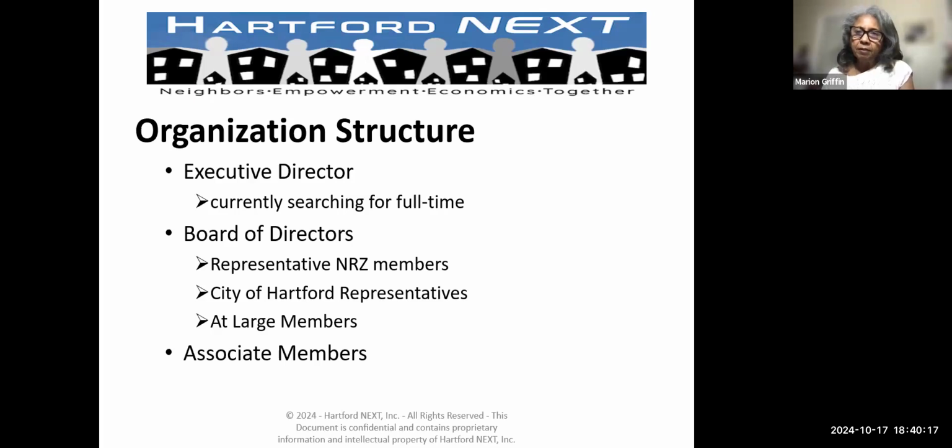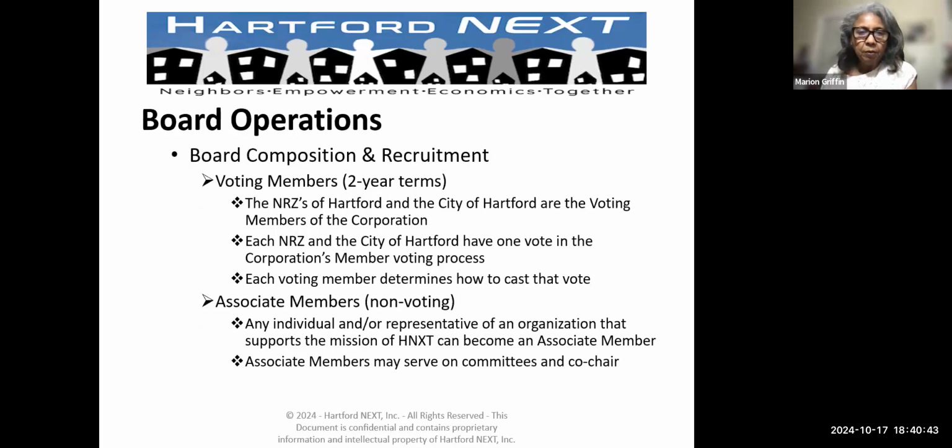As you can see, we're currently, as we said, searching for a full-time executive director. We have the board of directors. It is comprised of the NRZ members. Each NRZ has sent a representative. We have City of Hartford representatives who sit on the board. And then we have at-large members. So those are the boards, those are the voting members. And then we have associate members. Next slide, please. According to our bylaws, voting members have 2-year terms. Ideally, they would be staggered so that we don't have complete turnover for an NRZ.